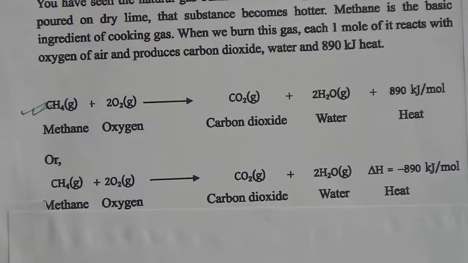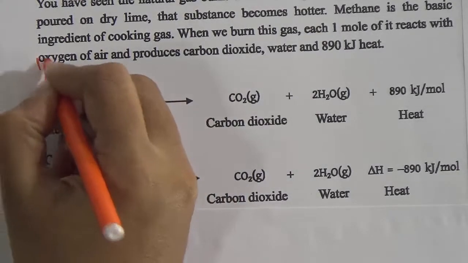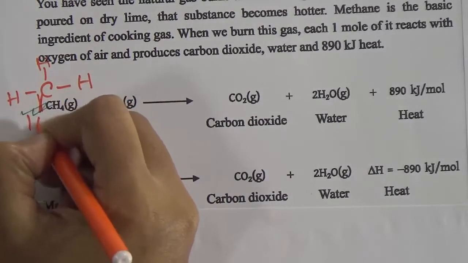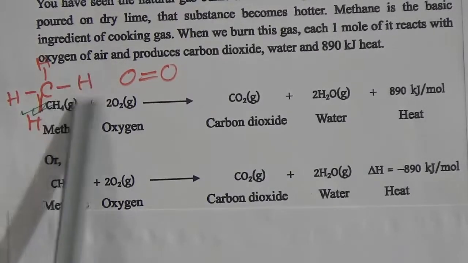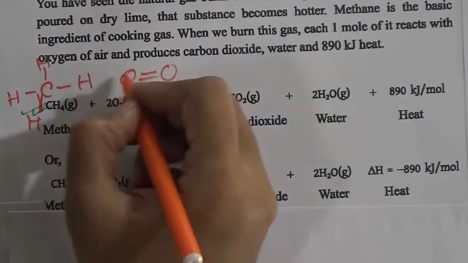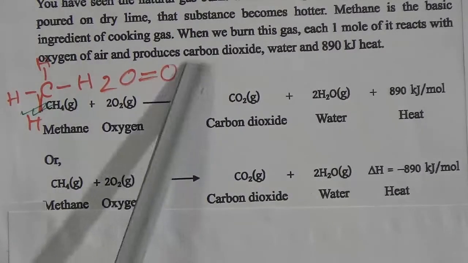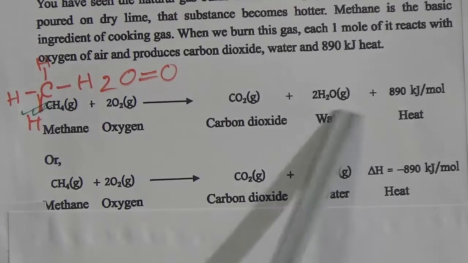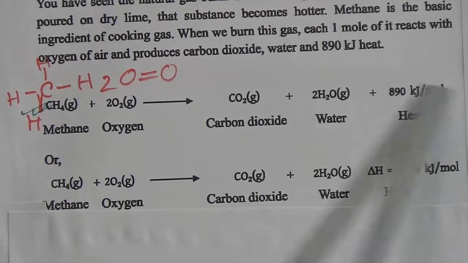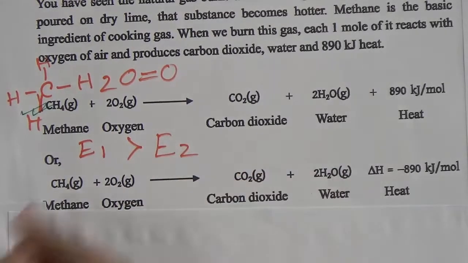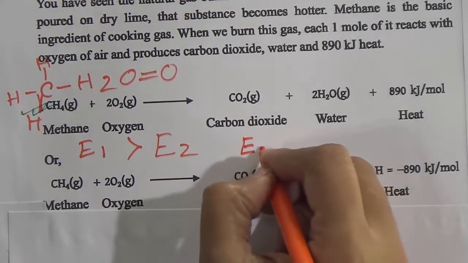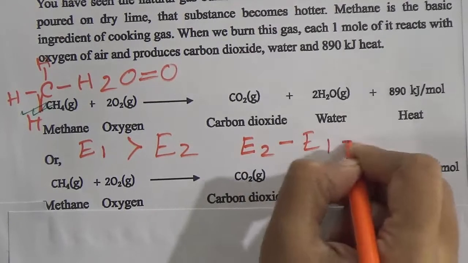From the bonds. Here this is methane, one carbon bonded with 4 hydrogen, and here oxygen has a double bond. When we break the bonds, the carbon reacts with oxygen to become carbon dioxide, and the hydrogen, that will be 2, reacts with oxygen and produces water as water vapor, and then we get this portion of heat here. That means this is E1, and E1 is greater than E2. When we subtract a greater number from a smaller number, the result will be minus.